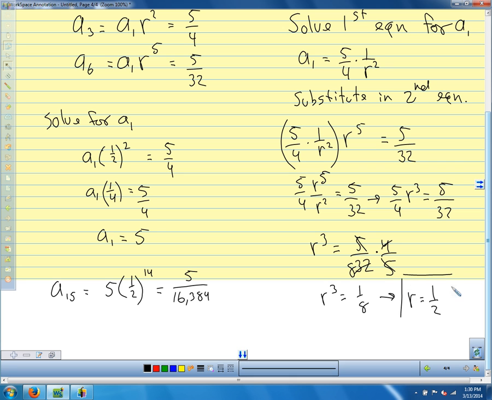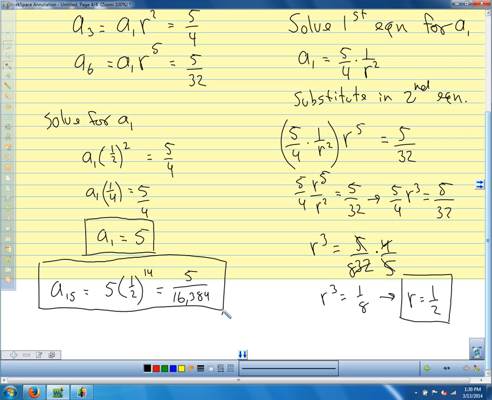So for my first step, I solve for R. My second step, I solve for A1. And then finally, I was able to answer the question. So doing a very similar process to what we did with the arithmetic sequence, where we had the same kind of problem. Questions there?